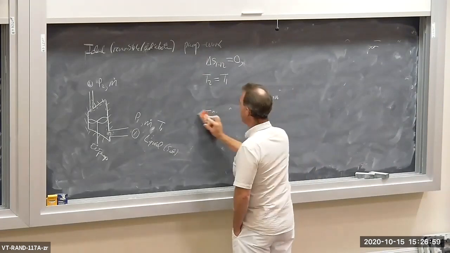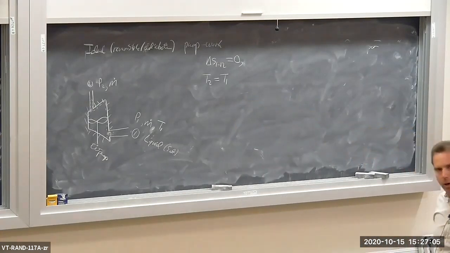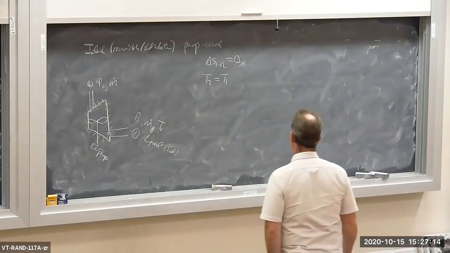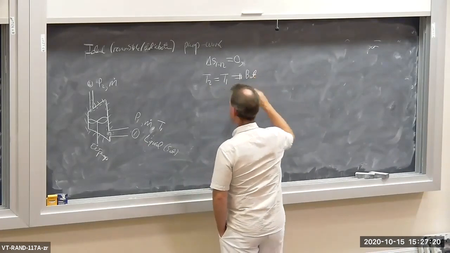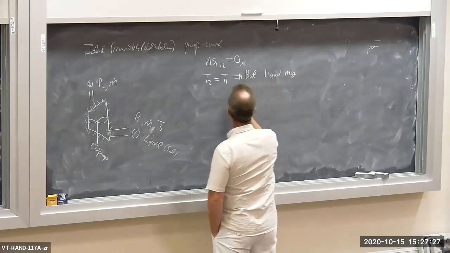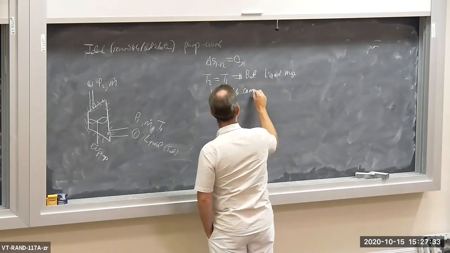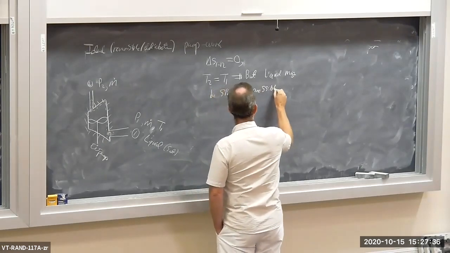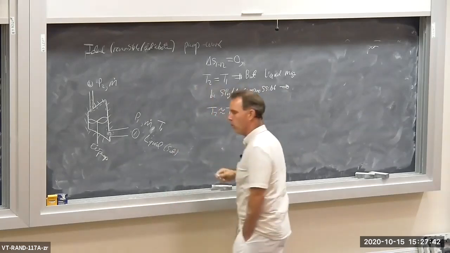Now, I'm going to fudge a little bit. Liquid is slightly compressible. If I really crank down on the pressure, I can get a small change in volume. So instead of writing T2 is equal to T1, I'm going to say, but liquid may be slightly compressible. Therefore, T2 is approximately equal to T1.